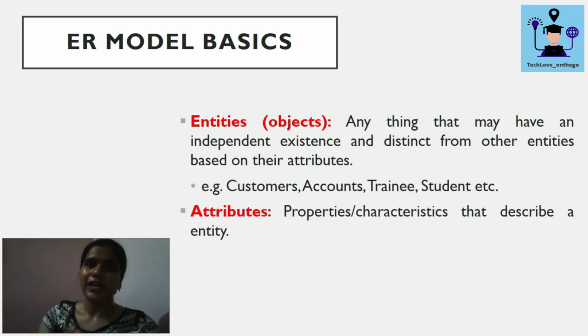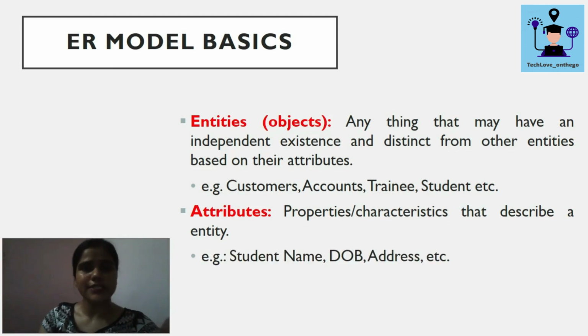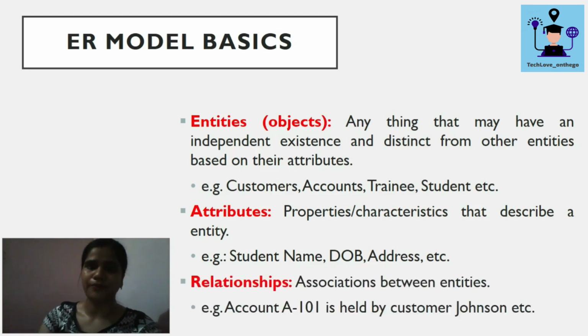Attributes: we can distinguish between these entities with the help of attributes. Attributes are basically characteristics or properties of the entities. So here we can see that for a student we can have different attributes, like every student can have a different name, date of birth, address, father's name, phone number. These are the attributes which describe the particular student.